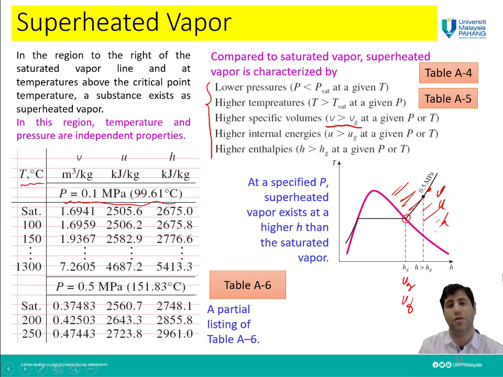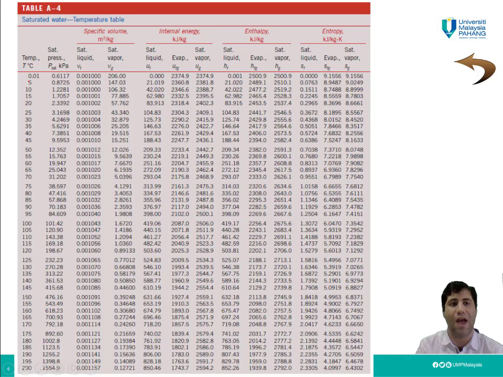Next, I'm going to show you an example of how to use this table. But before that, I should tell you something more about these tables. If you notice, in these different tables, table A4 for example, we have temperatures here and also pressure. But if you notice, the temperature starts with, for example, 0.01 degrees Celsius, then 5 degrees Celsius, 10 degrees Celsius, 15 degrees Celsius, and so on. It is increasing in 5 degrees Celsius steps.